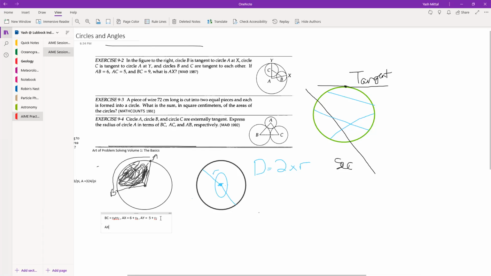And so we can say AX is equal to AY, which means that 6 plus RB is equal to 5 plus RC. And then we also have BC is equal to 9. Let me just simplify that really quickly. So now you have these two equations. Let me highlight them really quickly. You have this one right here, and this one right here.